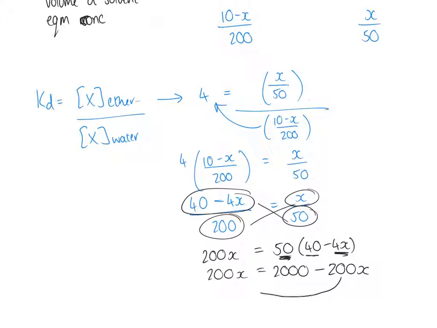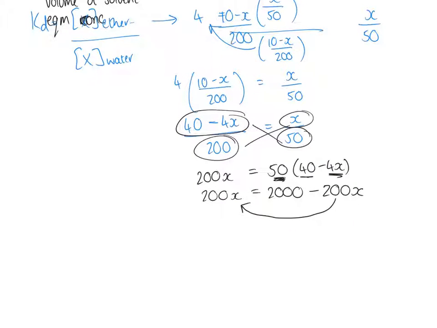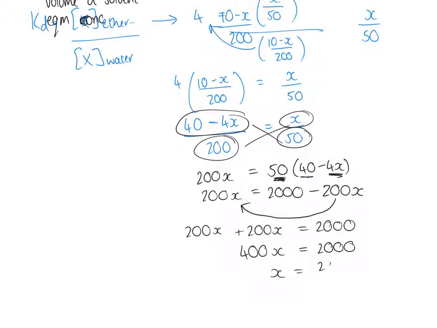Bringing this to the other side so that all my x's are on the same side, I get 200x plus 200x is equal to 2000. Simplify that down, you've got 400x is equal to 2000, and so x is 2000 over 400, which equals 5.